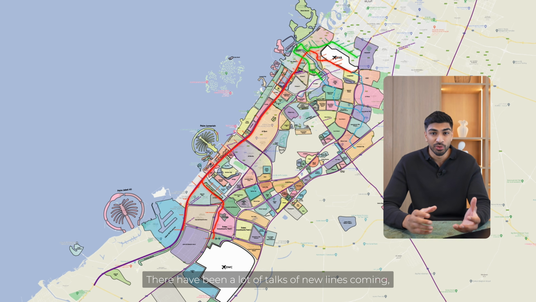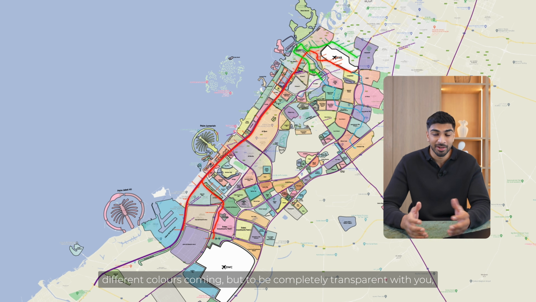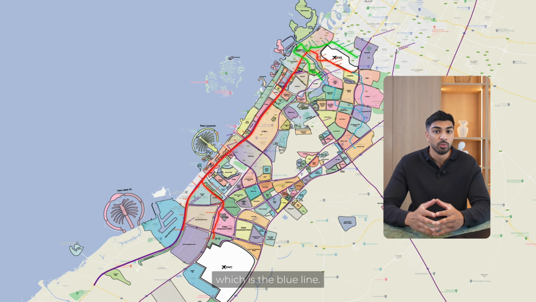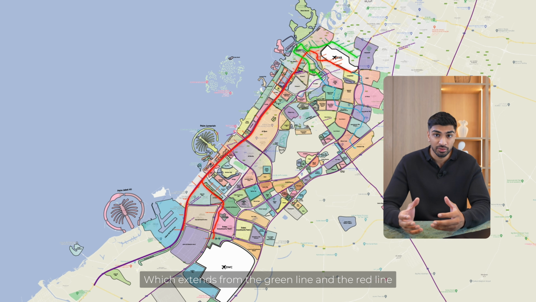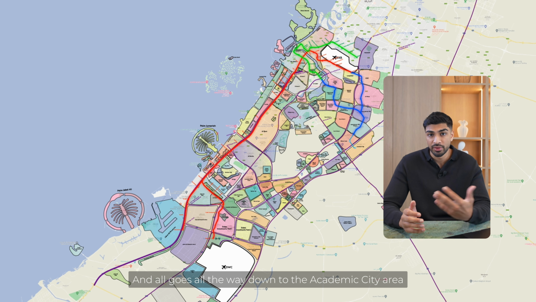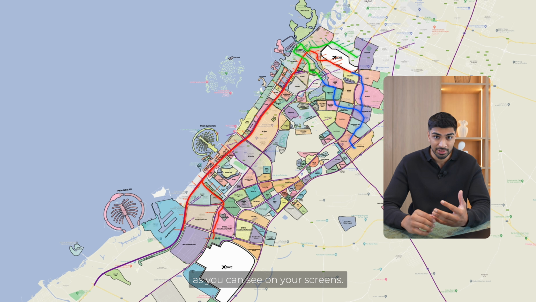There have been a lot of talks of new lines coming, different colors coming, but to be completely transparent with you, there is only one confirmed new line coming, which is the blue line, which extends from the green line and the red line towards where the old part of Dubai is, and goes all the way down to the academic city area, as you can see on your screens.